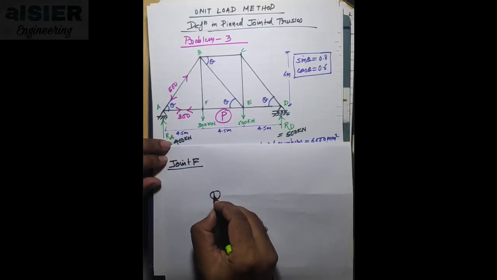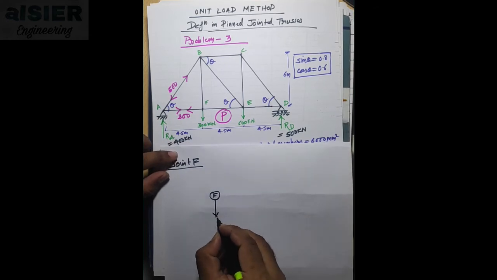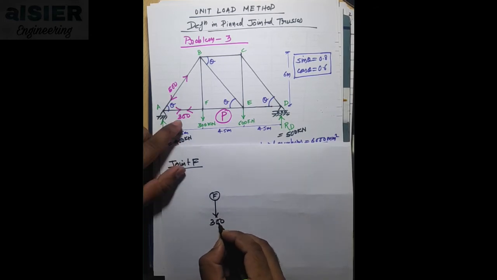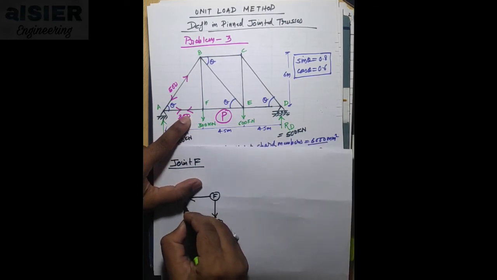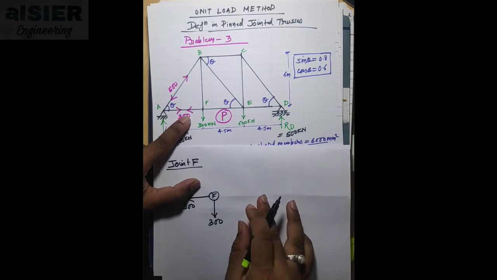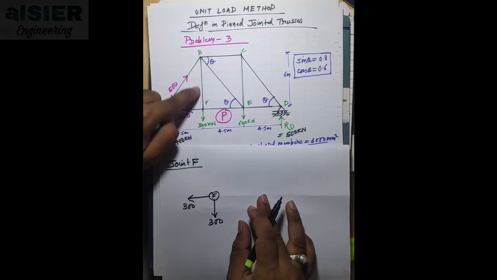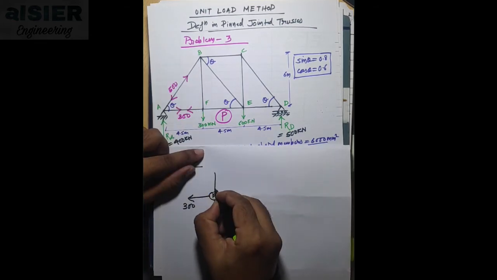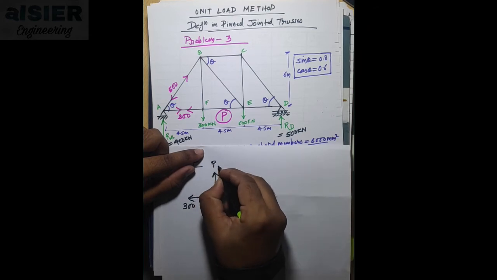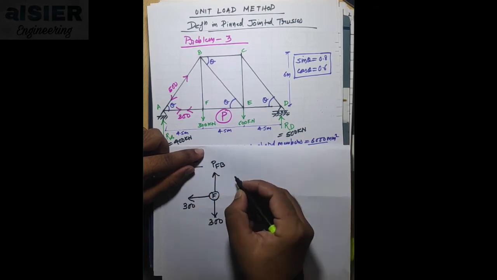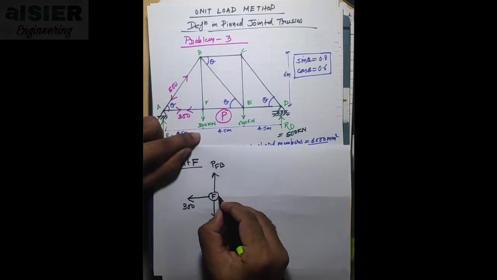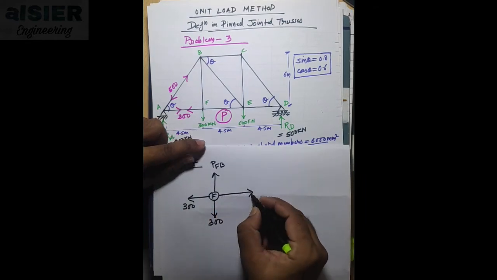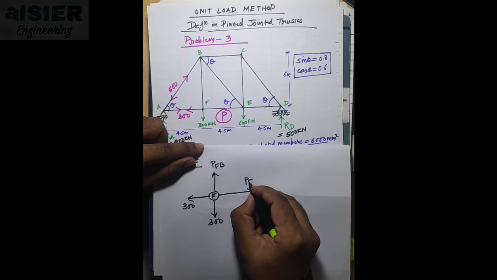So this is F. 300 kilonewton is going downward. So this is 300 kilonewton. Then this force is known to us, which is away from joint, right, which is 300 kilonewton. Okay. Then we don't know about this force, right? So we will assume that it is away from joint. We will name it as PFB. This force is also unknown, right? So we will consider it as away from joint and we will name it as PFE.